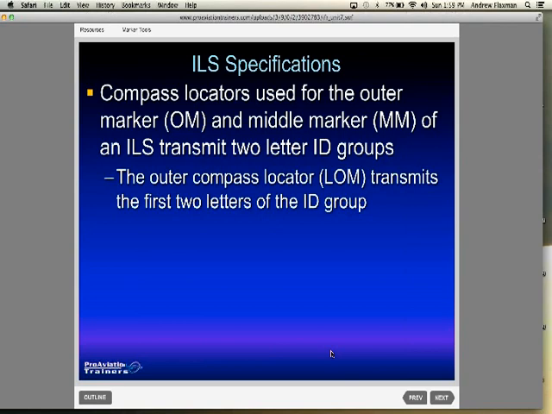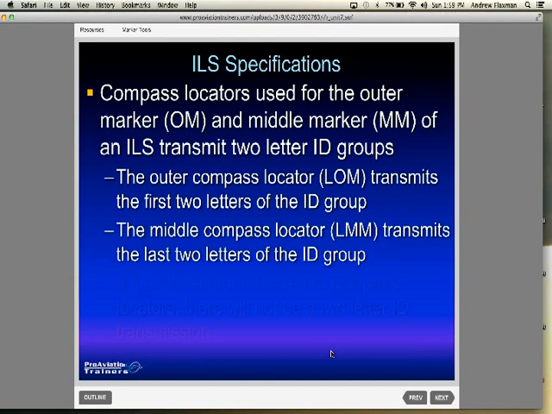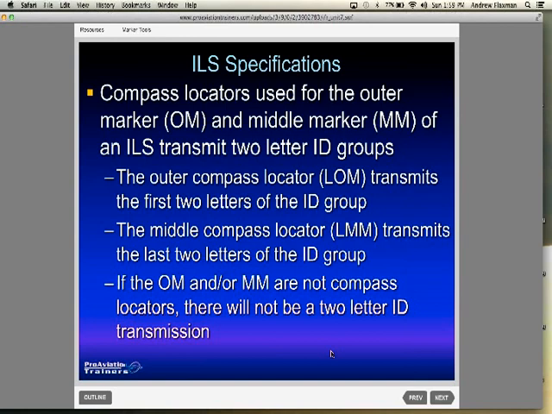The outer compass locator, the LOM, transmits the first 2 letters of the ID group. Do you recall what that kind of looks like on a chart? Yeah, you get that kind of lens shape. Yeah, exactly. The middle compass locator, the LMM, transmits at least the last 2 letters of the ID group. If the outer marker and or the middle marker are not compass locators, there will not be a 2-letter ID transmission.